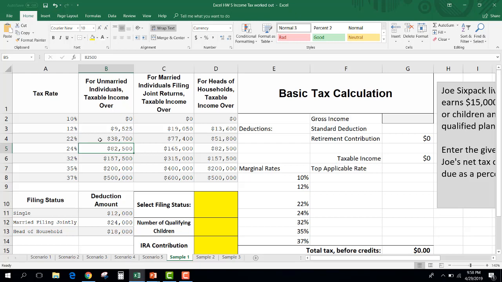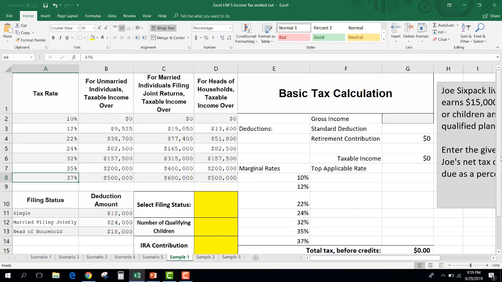So we're talking about extra income you earn if you're unmarried single over 9,500 is taxed at 12%, right? And then extra income you earn above 38,700 is taxed at 22%, and then the extra income above 82,500 is taxed at 24%, etc., until we get to that top level of 500,000. So anything you earn over 500,000 is going to be taxed at 37%.